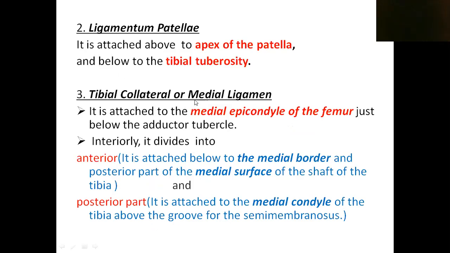So, the tibial collateral ligament. The upper end is connected to the medial epicondyle of the femur. The lower end divides into two bands, anterior band and posterior band. The anterior band is attached to the medial border and medial surface of the tibia. The posterior band is attached to the medial condyle of the tibia.